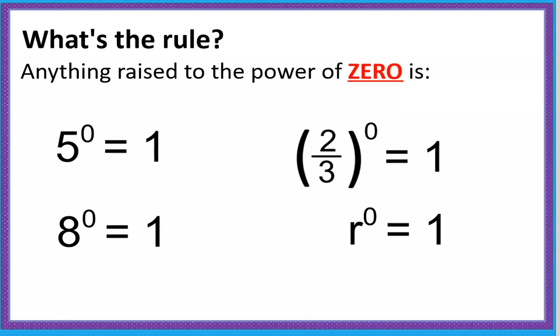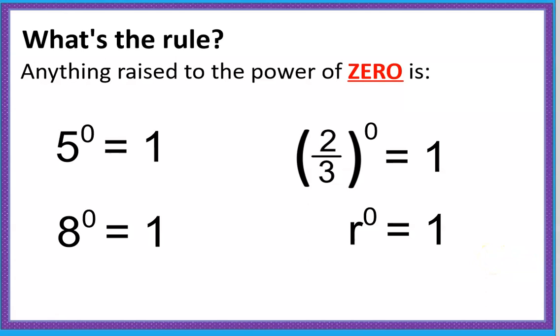What do you think the rule is if a number or item is raised to the power of 0? 5 to the power of 0 is 1. 8 to the power of 0 is 1. 2/3 to the power of 0 is 1. And r to the 0 power is 1. Any item raised to the power of 0 will result in the number 1.